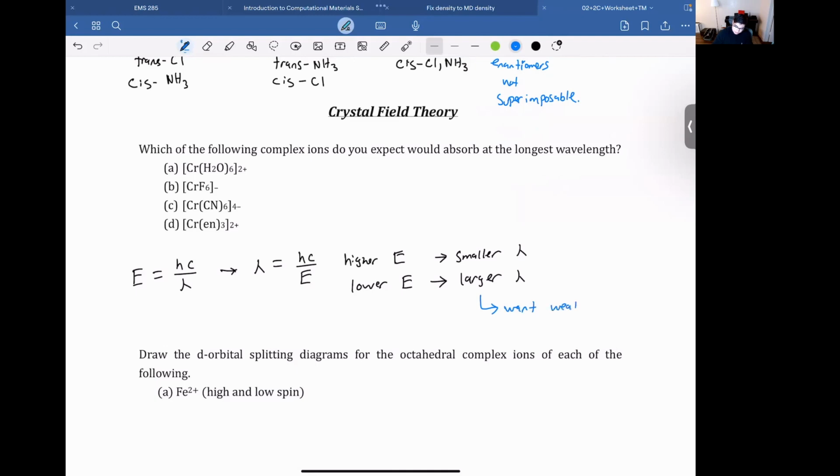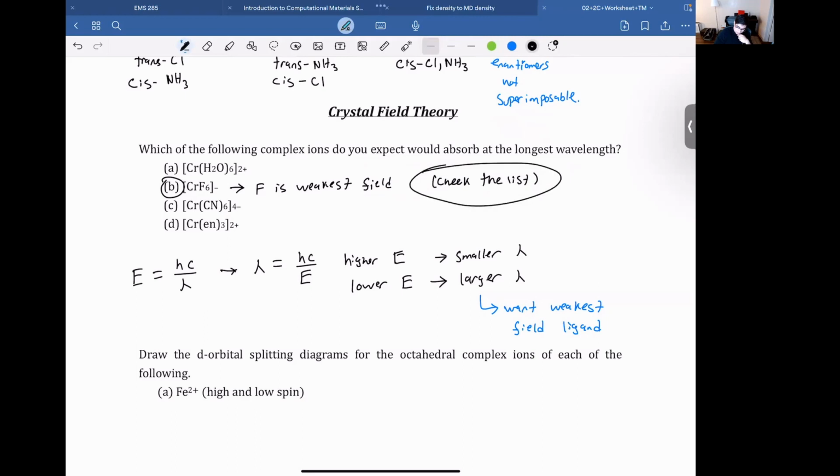we're going to want the weakest field ligand. And the weakest field ligand here is fluorine. So between water, fluorine, cyano, and EN, if you check the list or your ligand list, you will see that F is the weakest ligand here, or the weakest field ligand. So weaker field is lower E. Okay, great.